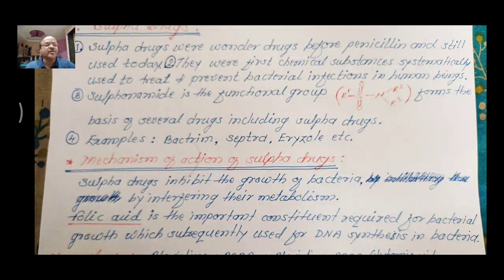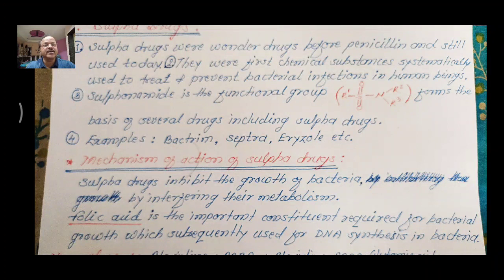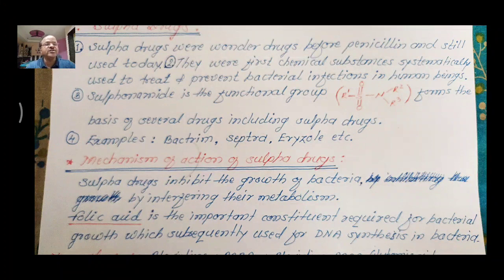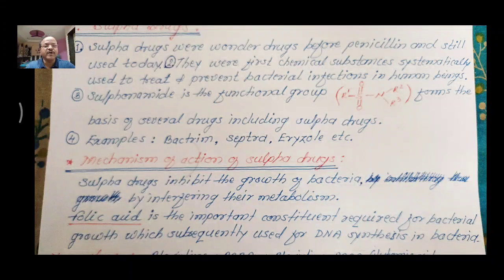Sulfonamide is the functional group. Now R-S(=O)-NR2R3 forms the basis of several drugs, including sulfa drugs. So this unit, the unit which is shown by red ink, is present in sulfa drugs. So the examples of sulfa drugs: Bactrim, Septra, Aerosol, etc.